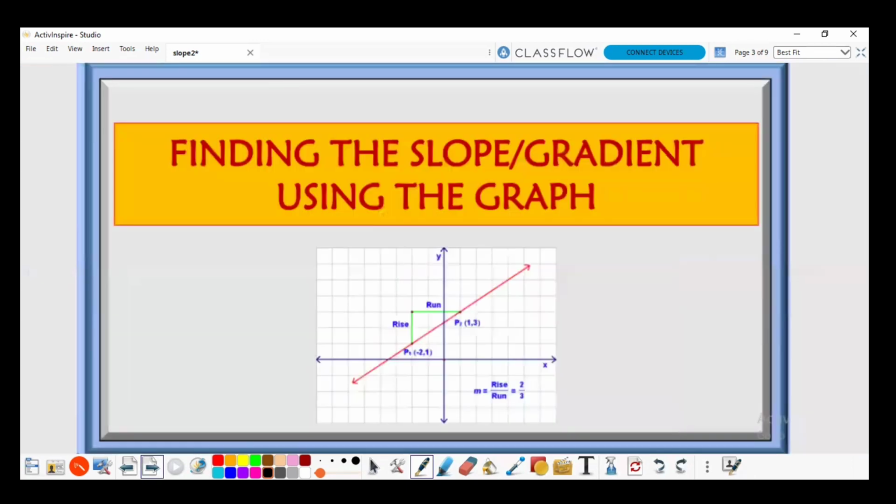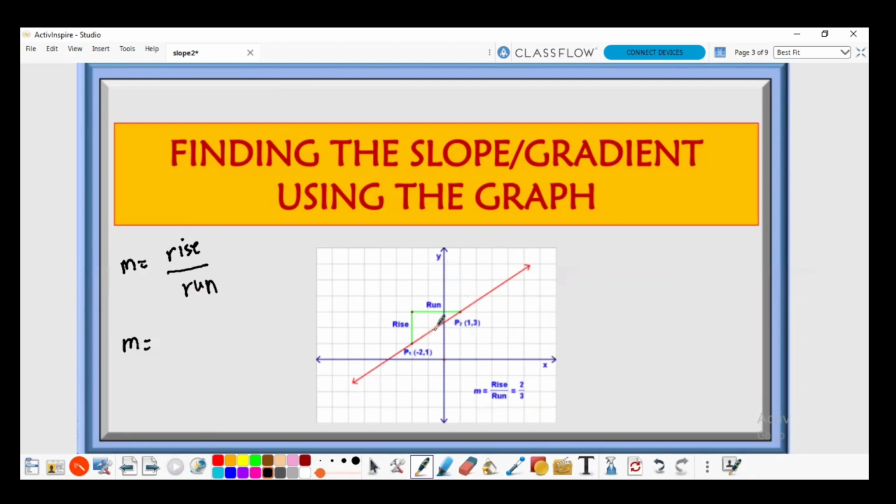So again, positive if it's going up, negative if it's going down, 0 if it's horizontal, and undefined if it's vertical. And there are ways to find the slope or the gradient of a line. One way to do that is by using the graph. Looking at this graph, we can find our slope by using rise over run. What do we mean by rise over run?